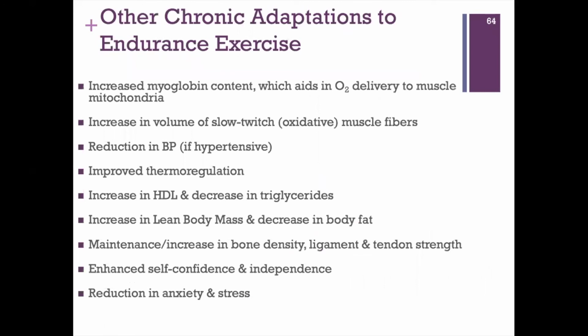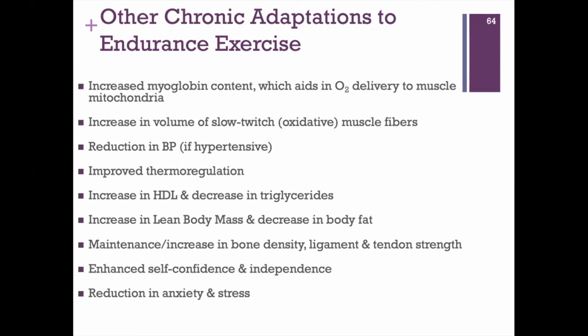Other chronic adaptations happen when we are endurance exercise trained. We increase our myoglobin content, the proteins which aid in oxygen delivery from the muscle to our mitochondria. So we can actually increase our myoglobin. That's helping us deliver oxygen to our mitochondria in our working muscles. We increase the volume of our slow twitch fibers. Remember those oxidative muscle fibers? So those can happen over time.